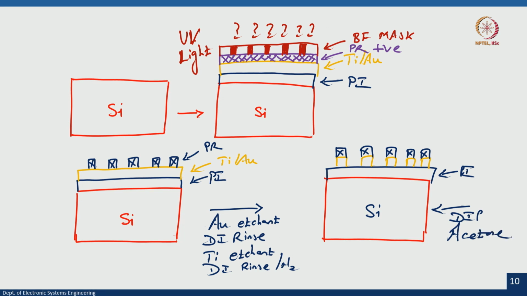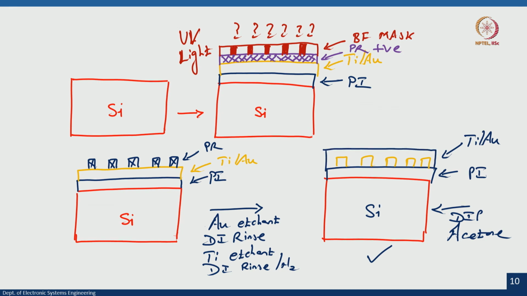Once you do that, then you dip this wafer in acetone. If you dip this wafer in acetone, what will happen? You know, acetone is an etchant for, or is a stripper for the photoresist. So, the photoresist will be stripped off. When photoresist gets stripped off, you have the following pattern which you can see here. This is your PI and this is your TiAu, correct.